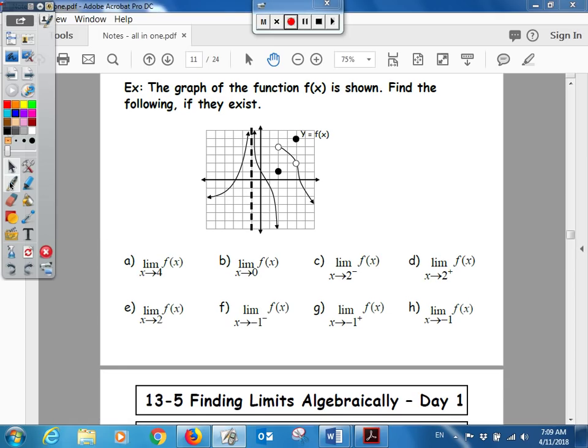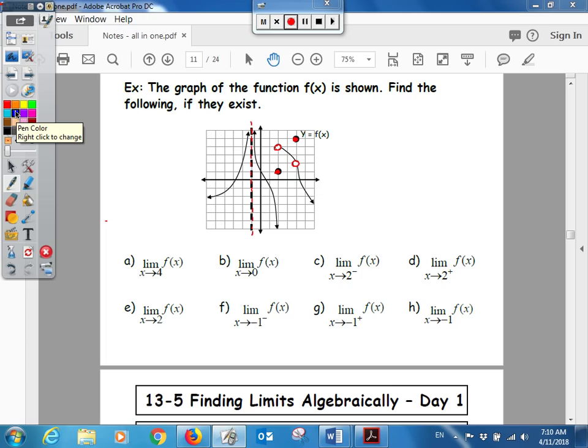So let's look at some graphical representations of limits. On this graph, we've got a vertical asymptote. We know what happens on vertical asymptotes: the graph never crosses it. We've got a hole here, and another hole here, and points located at the same x values as those holes. When we are talking about limits graphically, what we're looking at again is what is the y value as x approaches a particular value.